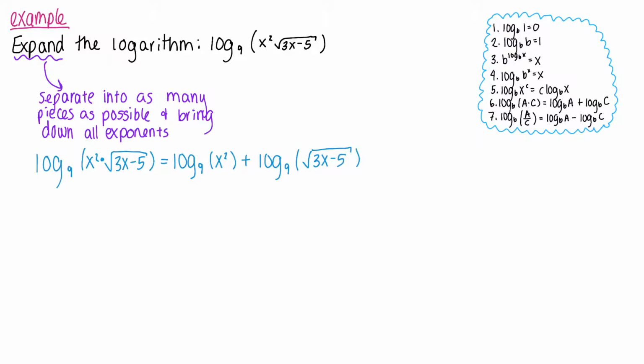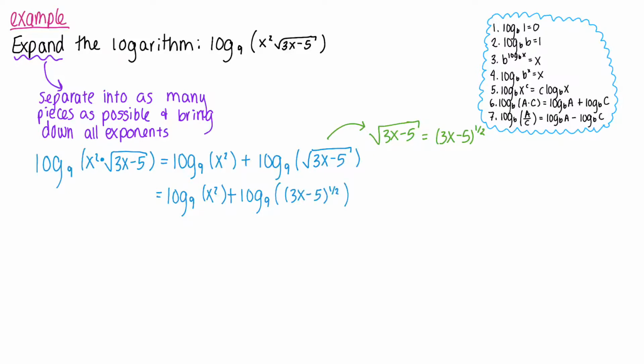Now we are not done here. There are still some exponents we can bring down. One important one to talk about, the square root of 3x minus 5 can also be written as 3x minus 5 raised to the 1/2 power. So square roots can be written as 1/2 powers, if you'll recall from Math 96. So if I rewrite, we'll leave the first part alone, and rewrite this inside part as 3x minus 5 raised to the 1/2.